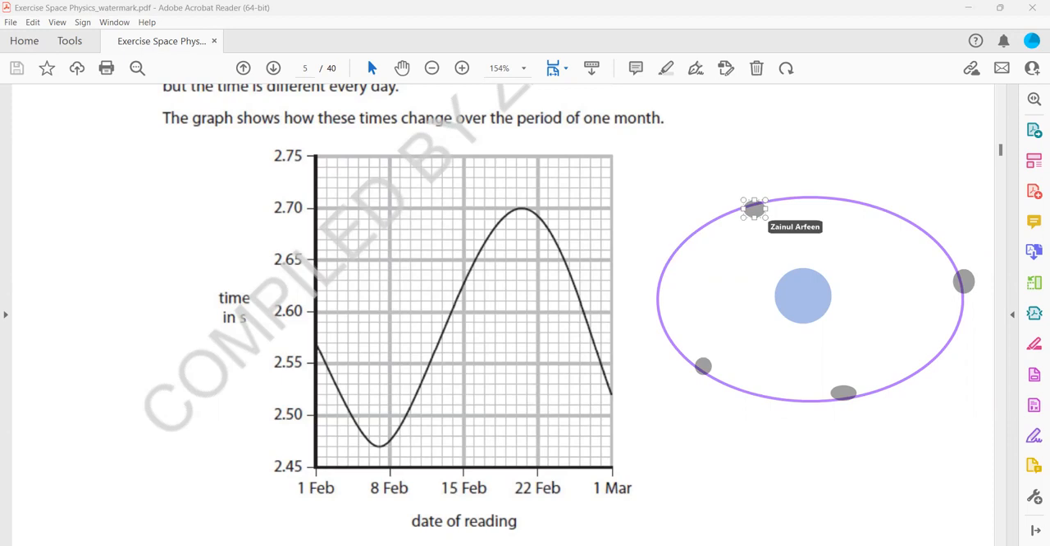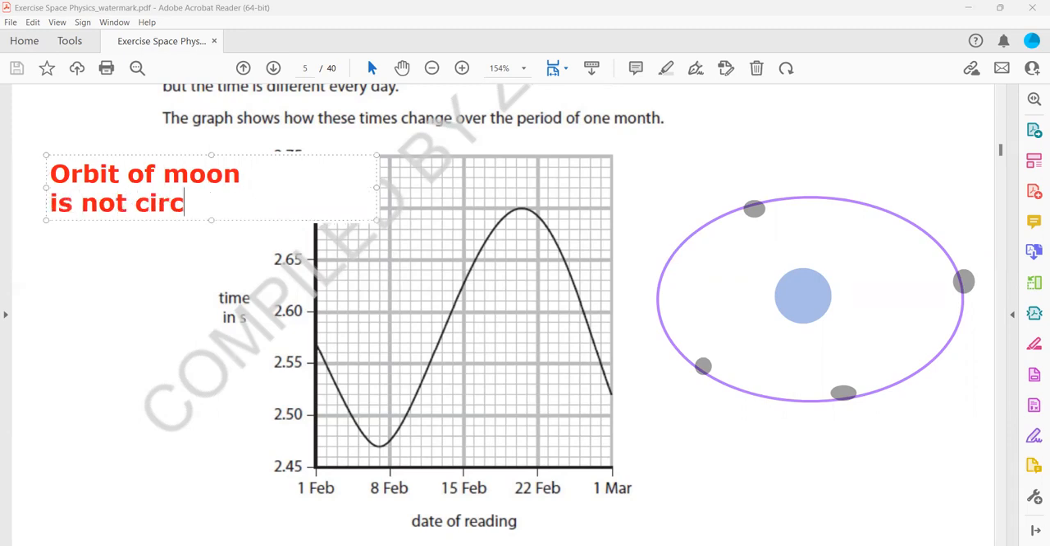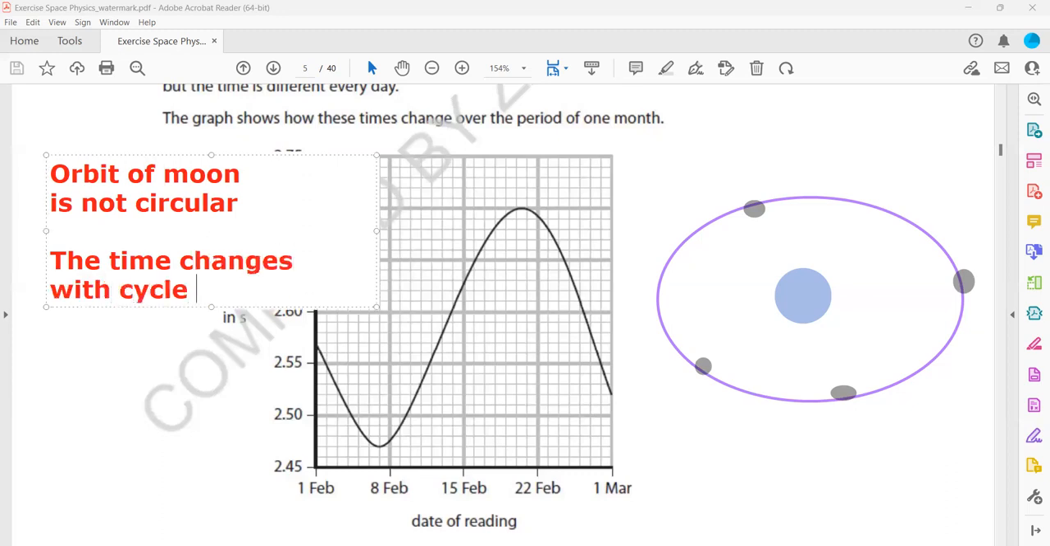And this cycle is regularly changing. In some places it is closer, some places away, then again closer and then away. So the points you will include: number one, the orbit of the moon is not a perfect circle. The second, the time changes with the cycle of 27 days. You can mention 27 or 28.